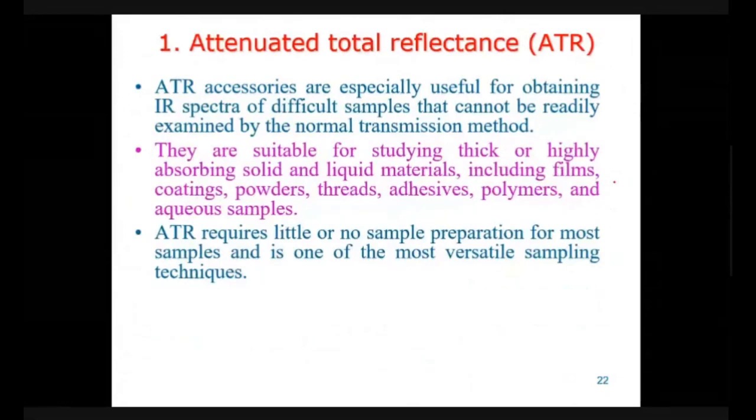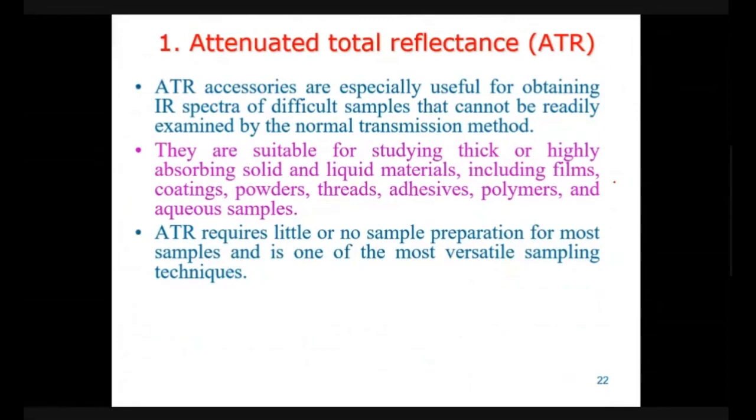So let's study the first technique, attenuated total reflectance. ATR, attenuated total reflectance, is an assembly which comes as an adapter. You have the main device of IR spectroscopy. One part is removed and this ATR part is attached in its place. So ATR accessories are especially useful to obtain IR spectra of samples that cannot be readily examined by the normal transmission method. So for those samples where the normal absorption or transmission method is not possible, ATR is very useful.